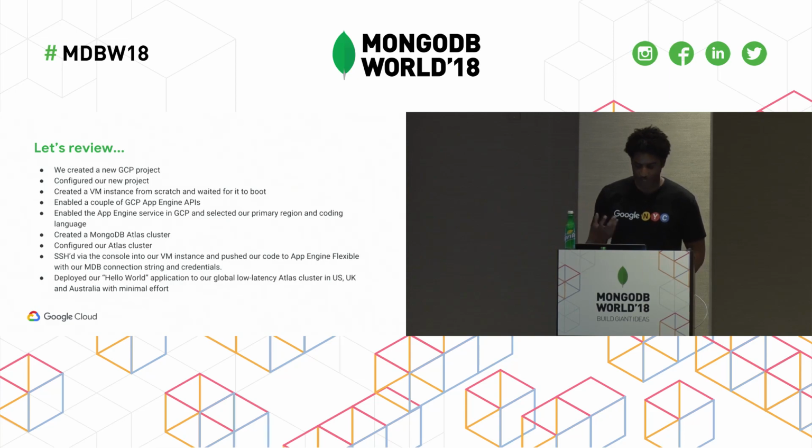So in approximately 30 minutes here, we created a new GCP project from scratch. We configured that new project to accept API calls. We spun up a new VM instance from scratch, a Debian-9 instance. We waited for it to boot. We enabled a couple APIs. What else did we do? We created a MongoDB cluster. We configured the cluster. We did firewall rules. We did role-based authentication. And then we SSH'd in and pushed our code to our application. So those are a lot of steps we just completed, in under 30 minutes live here. So I think that is pretty impressive.